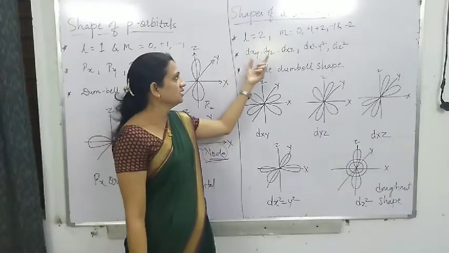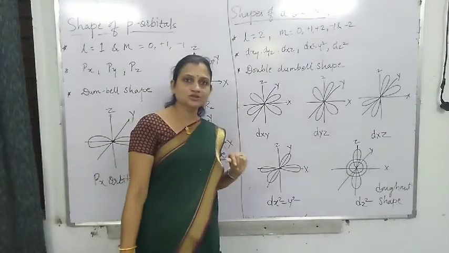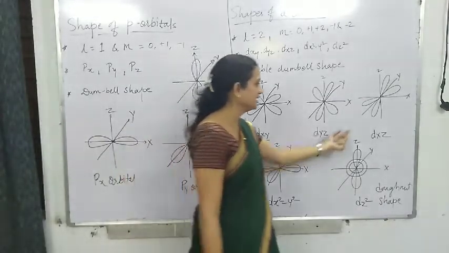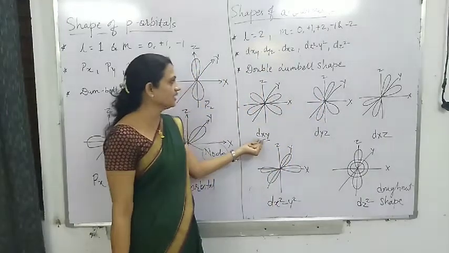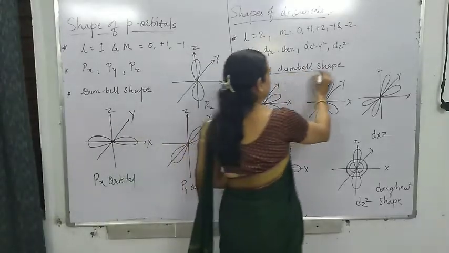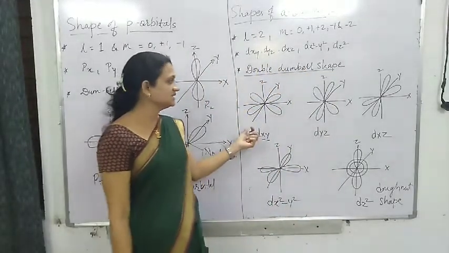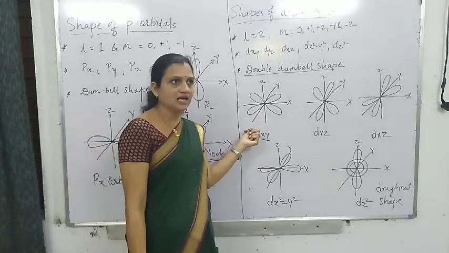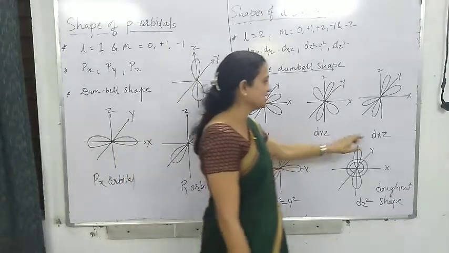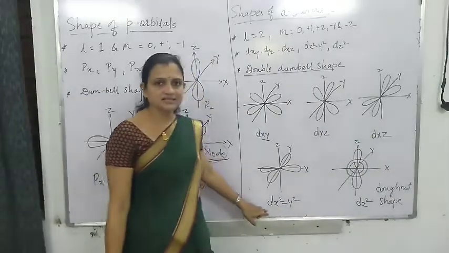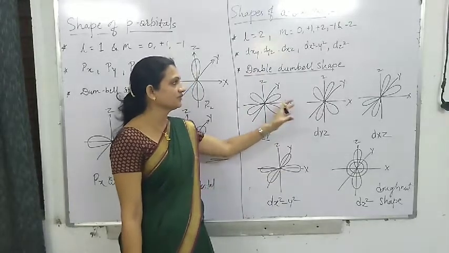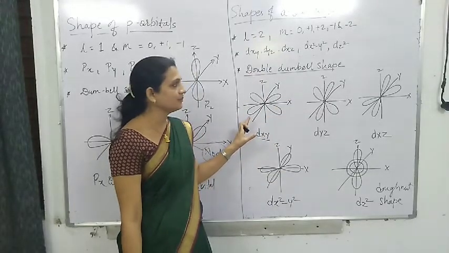Now in the case of the d orbital, the shape is also a dumbbell shape, but here 2 axes are involved. See, dxy, xz, yz. Because of these 2 axes, 2 dumbbells are there. Therefore the shape is known as double dumbbell shape. So these d orbitals have double dumbbell shape, and the different shapes for different orbitals, that is dxy, dyz, dxz, dx square minus y square and dz square, are known as double dumbbell shape.